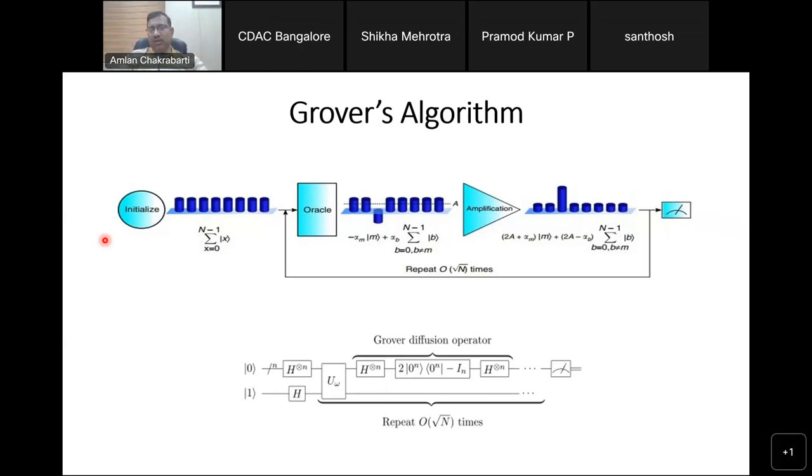And normally we initialize the bits with 0, and then we apply a superposition operator, which is called a Hadamard operator, and we generate a superposition state like this. This means a superposition of states from 0 to capital N minus 1.